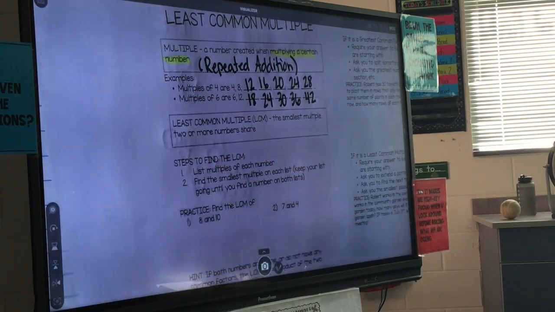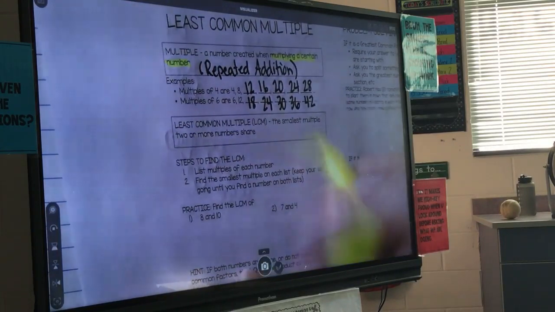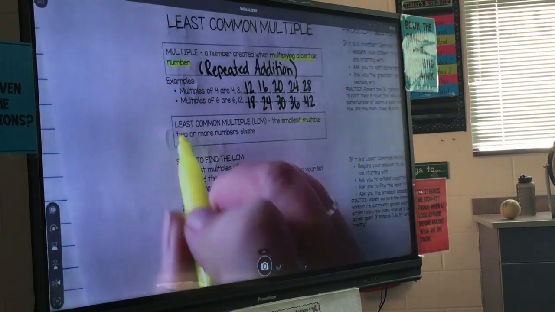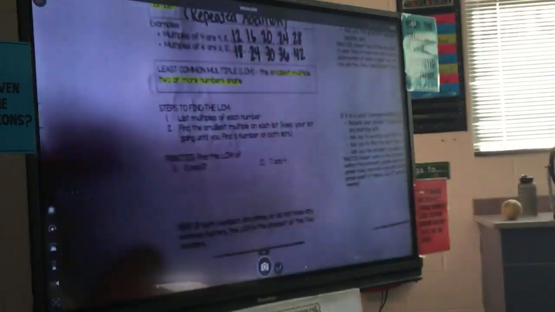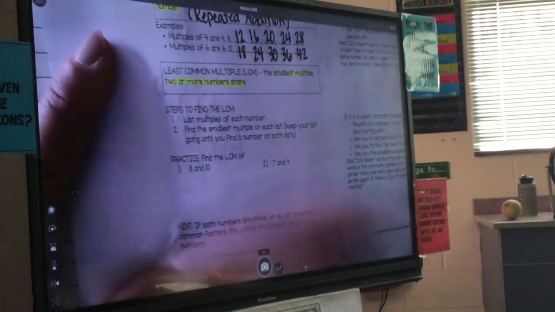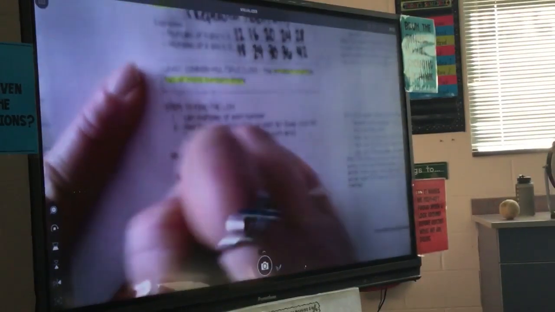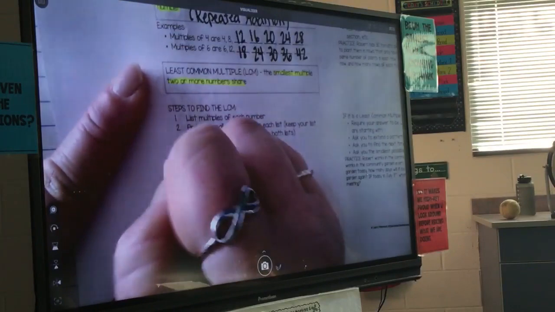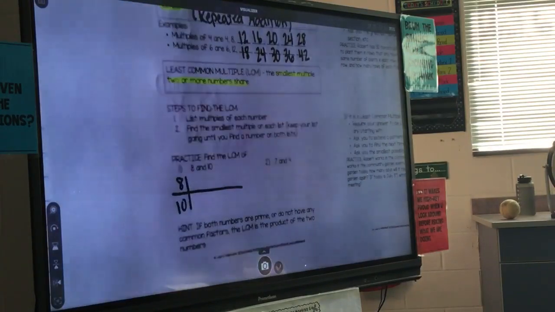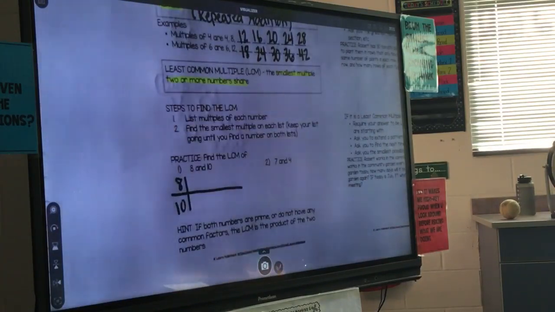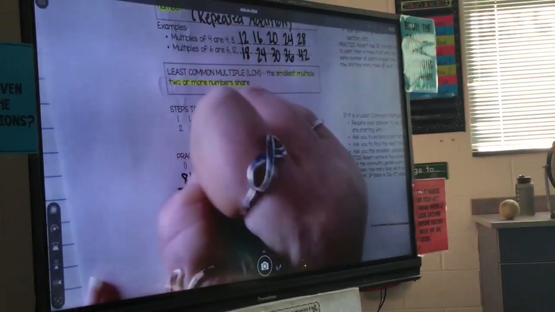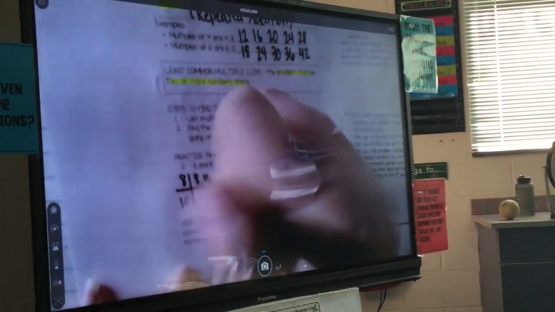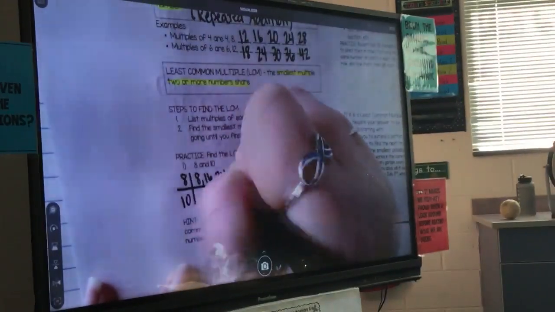All right, now when you find the least common multiple, or LCM, you're finding the smallest multiple that 2 or more numbers share. And we're going to do our sideways T right here. I always put the smaller number on top because you usually have to go further out. Now, I'm going to do the first 5 for 8. So you should have 8, 16, 24, 32, 40.